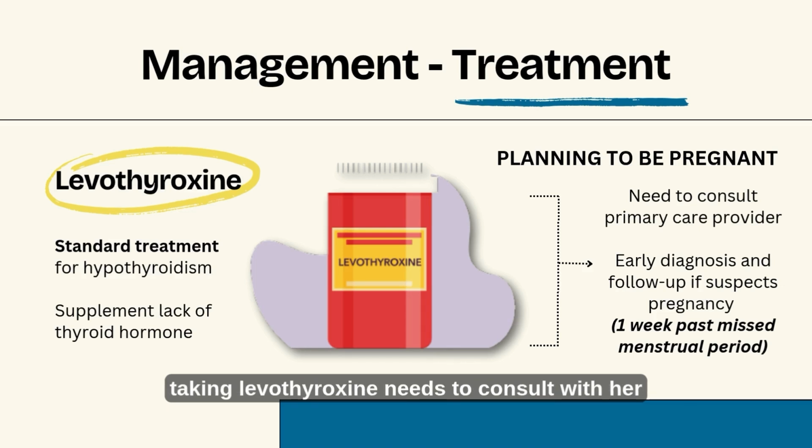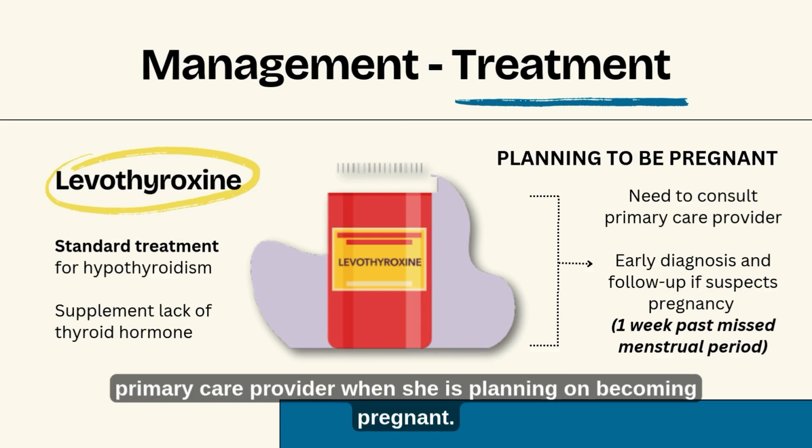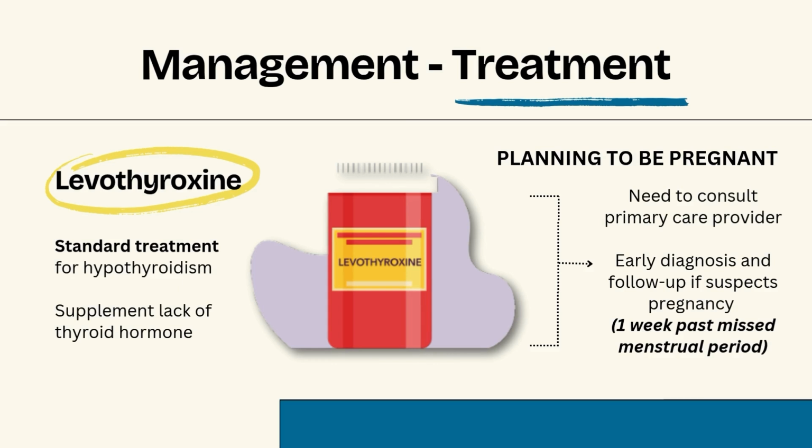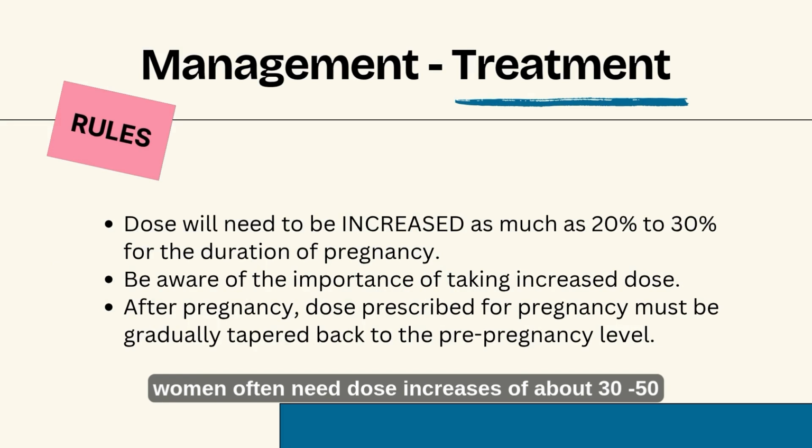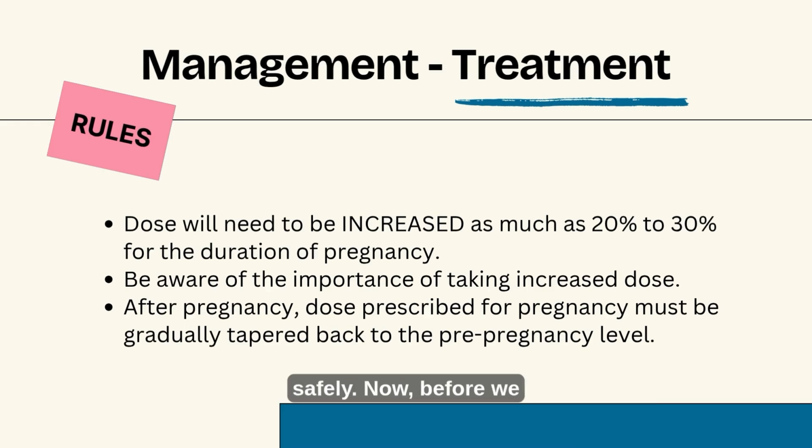A woman who is taking levothyroxine needs to consult with her primary care provider when she is planning on becoming pregnant, to be certain her dose of this will be high enough to sustain a pregnancy. She needs to come for an early diagnosis and close follow-up as soon as she suspects she is pregnant or 1 week past her missed menstrual period. And heads up! Pregnant women often need dose increases of about 30–50% to simulate the increase that would normally occur during pregnancy. After the pregnancy, the dose of levothyroxine prescribed for pregnancy must be gradually tapered back to the pre-pregnancy level for both her health and so she can breastfeed safely.